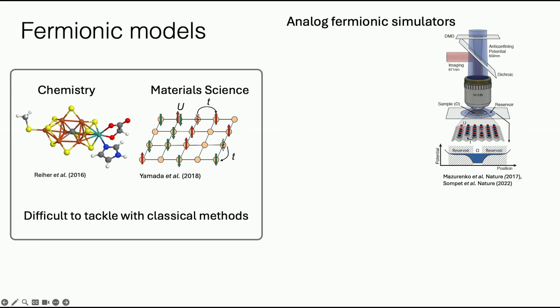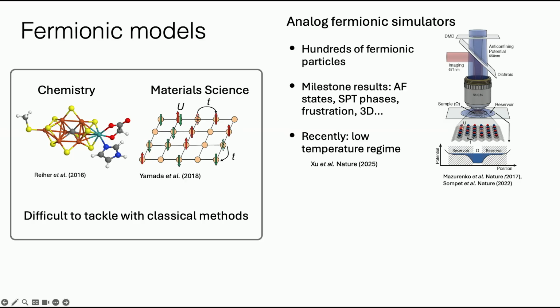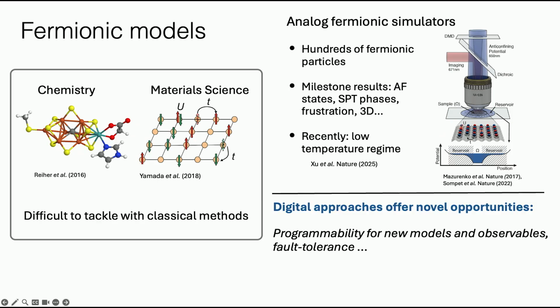So the idea here is similar to what Monica described yesterday, you can just put individual atoms, for example, fermionic atoms, in this two-dimensional optical lattice and just study their dynamics directly. And there's been tons of amazing results over the last 10 years, and recently now pushing to very low temperature regimes, as you'll probably hear from Markus Greiner tomorrow.